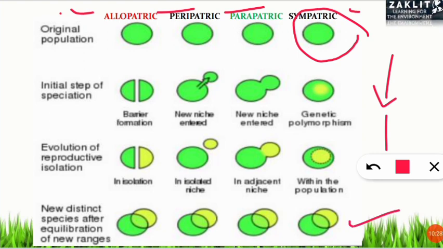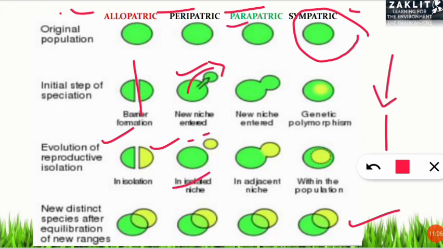We'll take the allopatric condition in which a barrier is formed, as you can see here, barrier formation, and because of that after a certain time gradually two different species are seen in two different geographical regions. Next is peripatric. Here a new niche is entered, but the boundary is not attached to the parent boundary. You can see they are migrating to a new place, and as a result new species are formed, but the boundary is not attached to the parent boundary, so the species are isolated and live their own individual life.